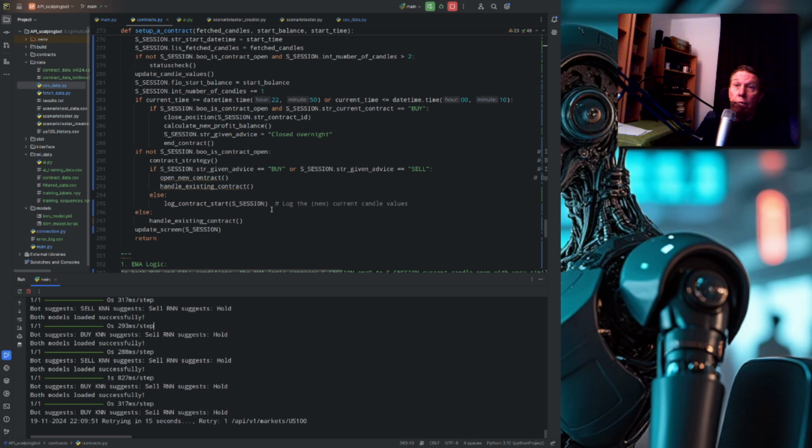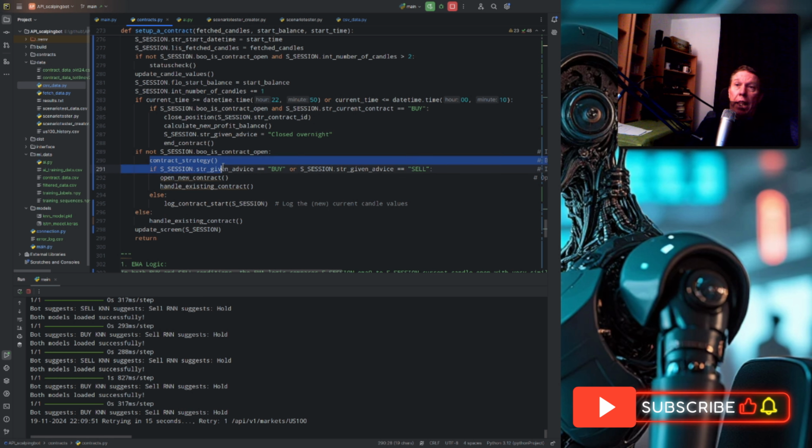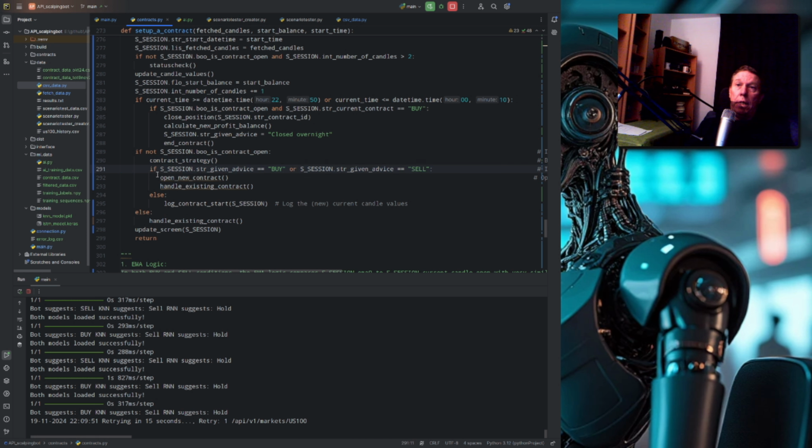There it is. I was looking for it. So if there is not a session open and we have contract strategy, then there is either a buy or sell. And if there is not a buy or sell, which means there is a hold, then lock the contract status as it is with a hold.